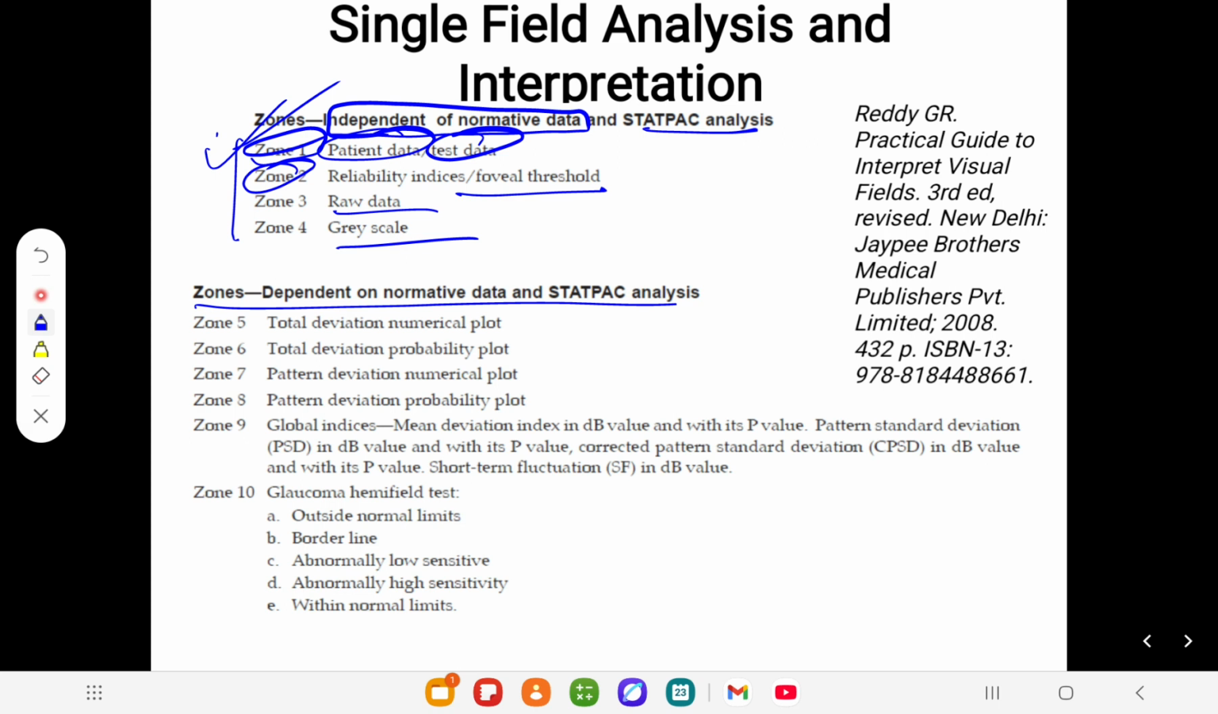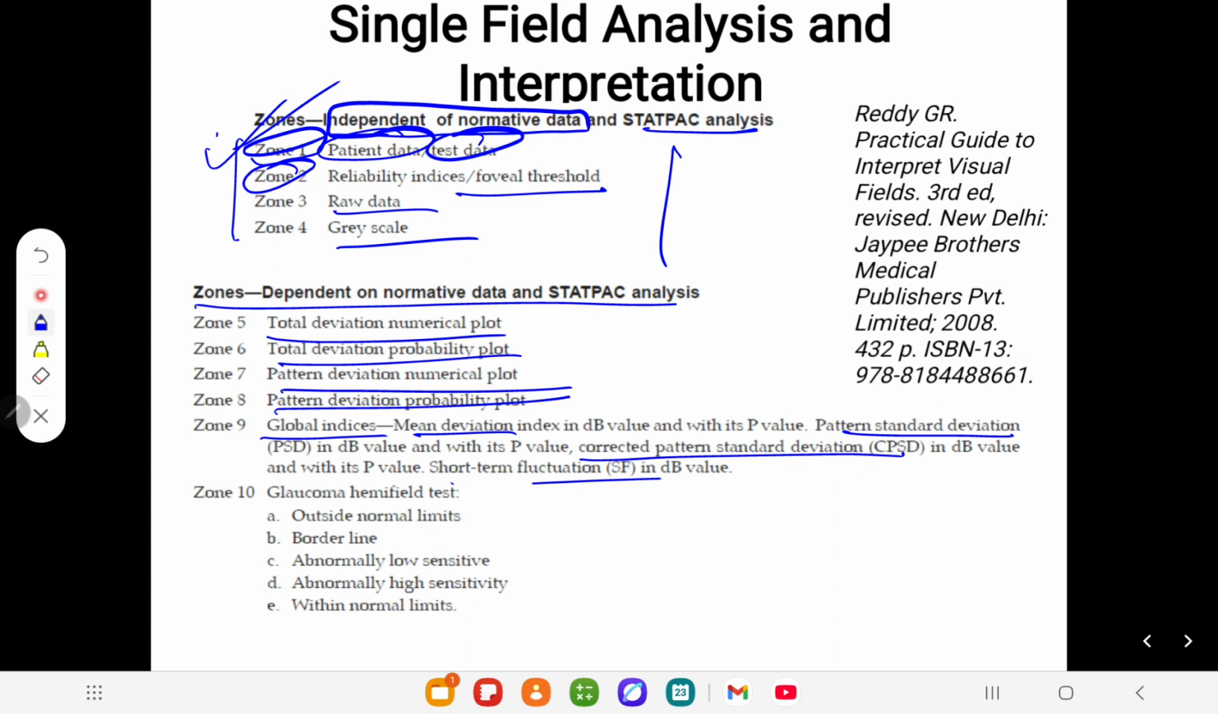So it doesn't matter whether there is normative data or not for these four. And the six others: the fifth, total deviation numeric plot, total deviation probability plot, pattern deviation numeric plot, pattern deviation probability plot, global indices, as we have known, global indices, pattern standard deviation and mean deviation, short-term fluctuation, a corrected pattern standard deviation, these all things. And the last is glaucoma hemifield test.